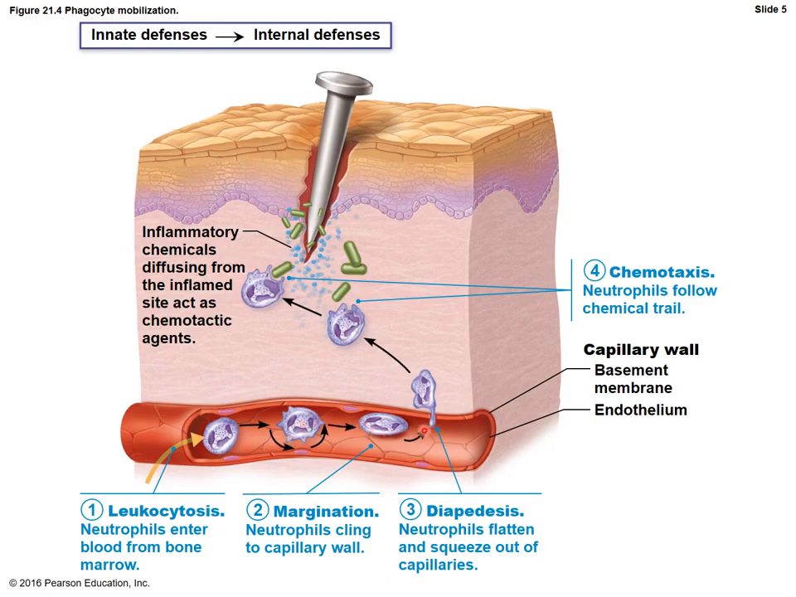Neutrophils are going to enter the blood from the bone marrow. And then they're going to stick to the wall. They're going to flatten out and squeeze through. This is going to happen in the capillaries, which are only one cell thick. And then they're going to migrate. How do they know to go up this direction towards the injured site? It's because of the chemotaxis. These chemicals are drawing them there.